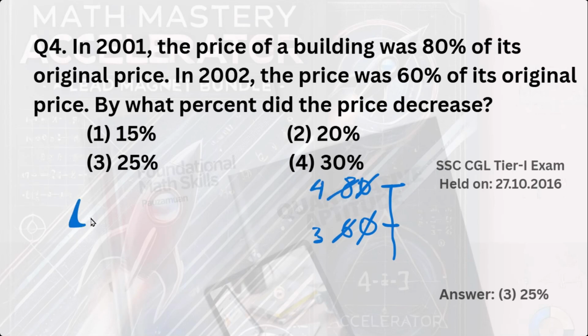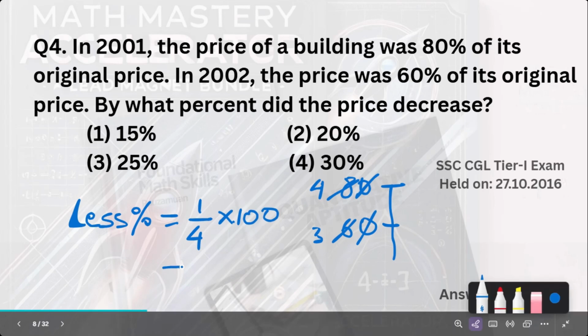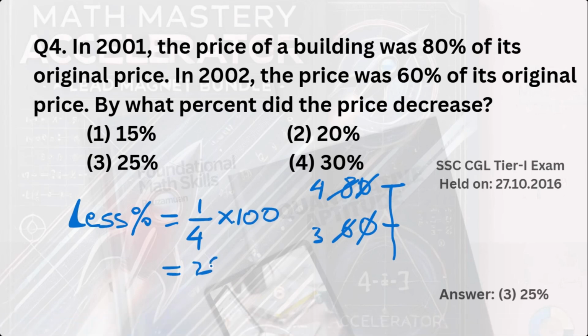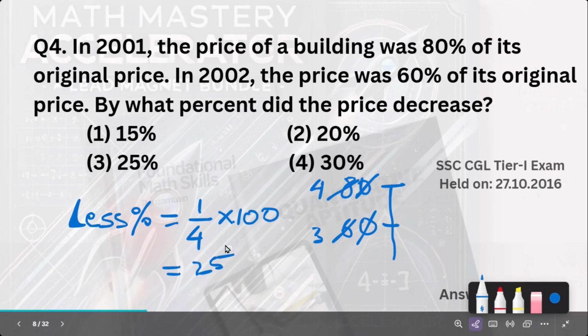We have to find less percent. Less percent is the difference between the two numbers divided by the bigger number, into 100. 4 twos are 8. 4 fives are 20. Less percent is 25%.